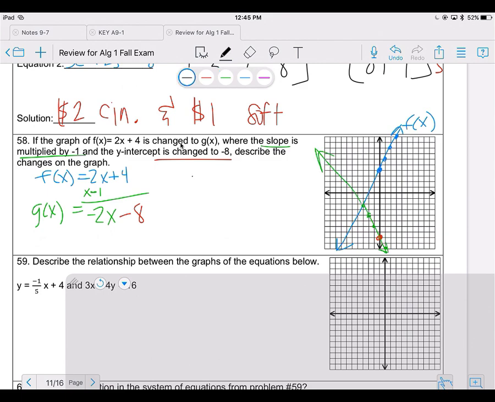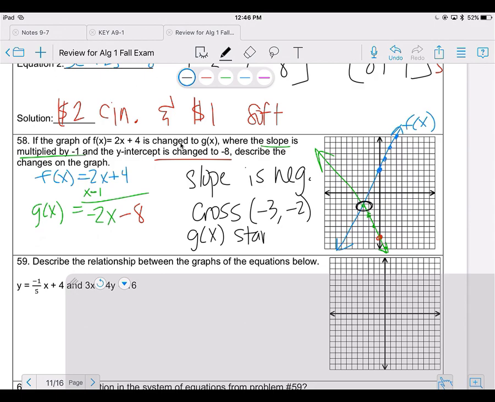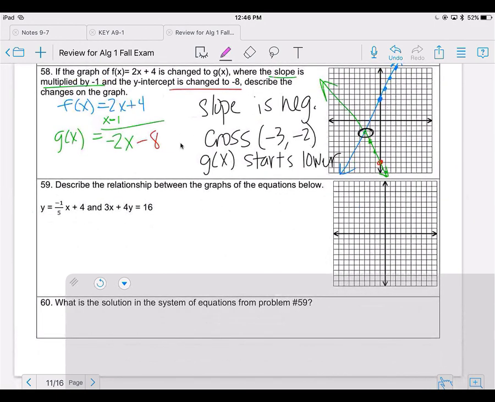So the changes being made, my slope is negative. And then I can see that they will cross at -3, -2 right here. And I can also see g of x starts lower. So my y-intercept is underneath the original.